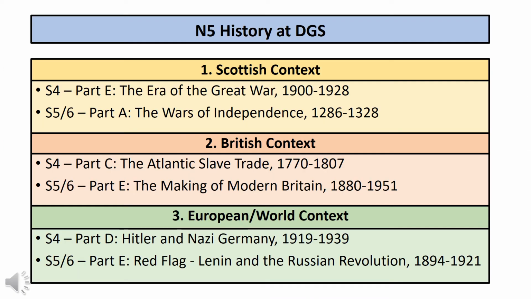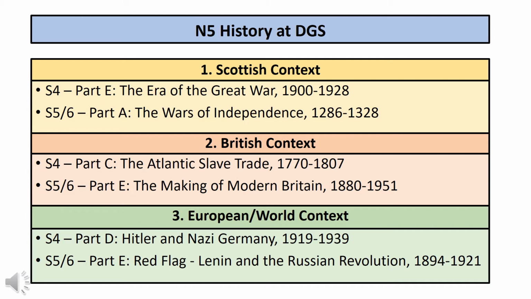So let's first take a look at the National 5 History course. National 5 History is divided into three different areas: a Scottish context, a British context, and a European and world context. And this is reflected in the final exam, which has three sections of the same name. Over the course of the year, your child will learn one topic from each in order to give them the knowledge required to answer questions in the final exam.